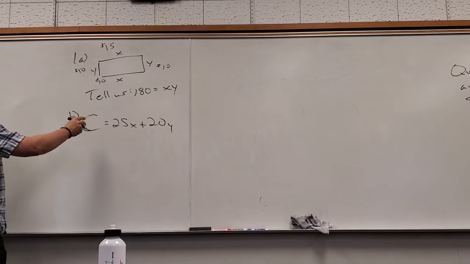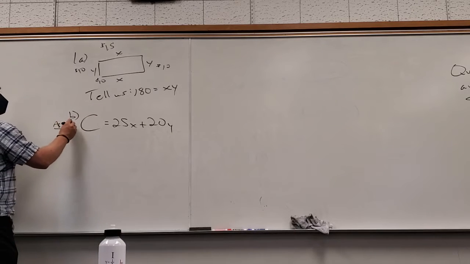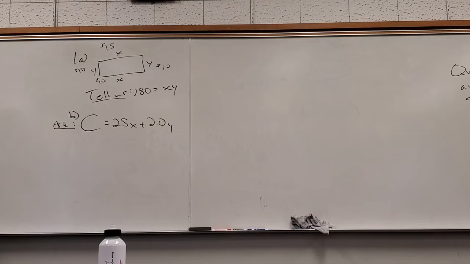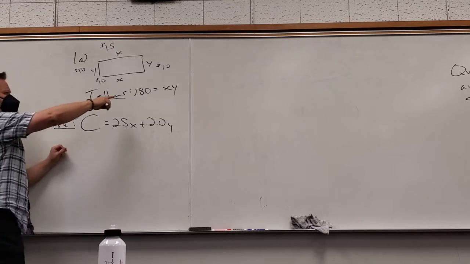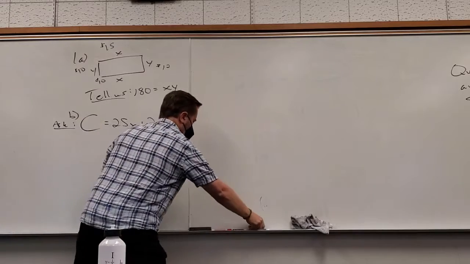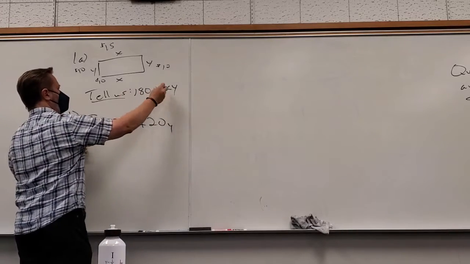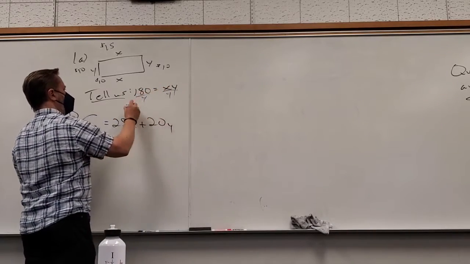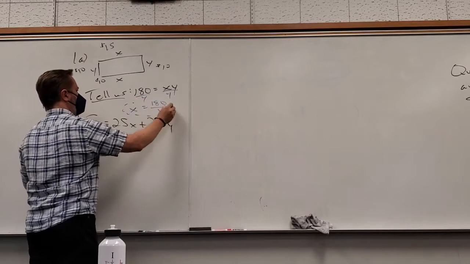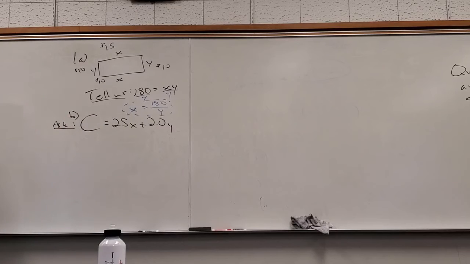So now, this is what they ask us, and this is what they tell us. How do I work with these? How do these work together? Substitution. Did we pick a letter to solve for last time? Not yet. Oh, yeah, x. Okay. So if I solve this for x, divide by y, I get x is 180 over y, which is really good information.